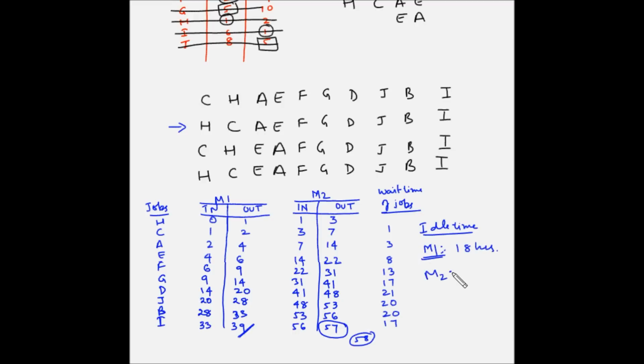Now in case of M2, M2 is idle in the beginning when M1 is processing the first job. So M2 is idle for 1 hour in the beginning, and then if you see, it has never been idle because as soon as a job comes out, the next job goes in. So 7, 7, 14, 14, 22, 22, 31, 31, 41, 41, 48, 48, 53, 53, and 56, 56. So M2 is idle for 1 hour.